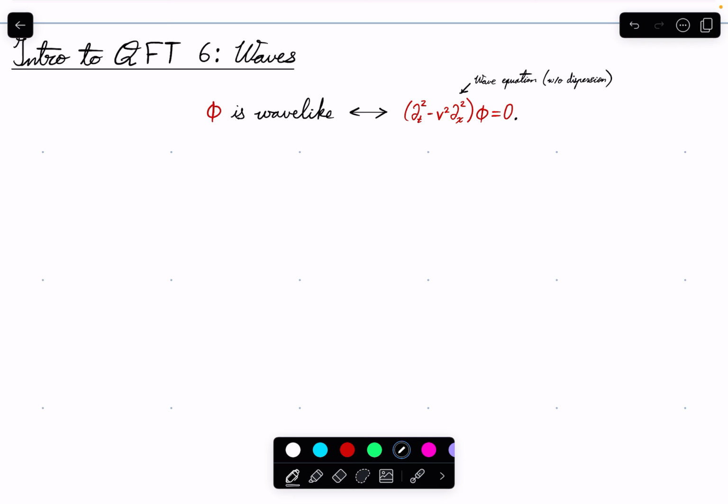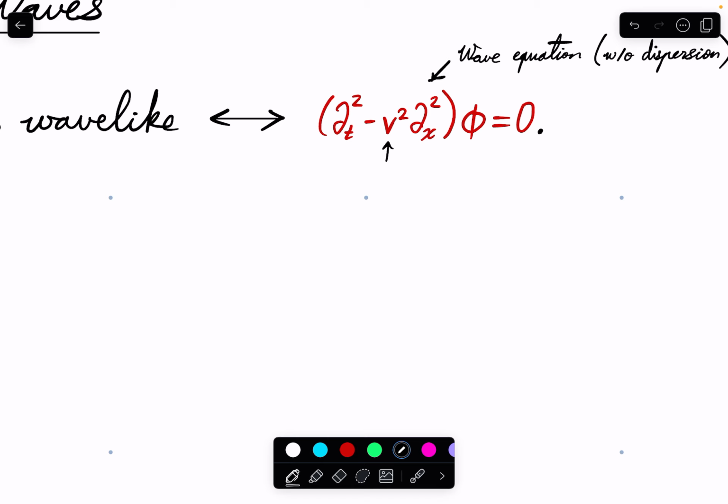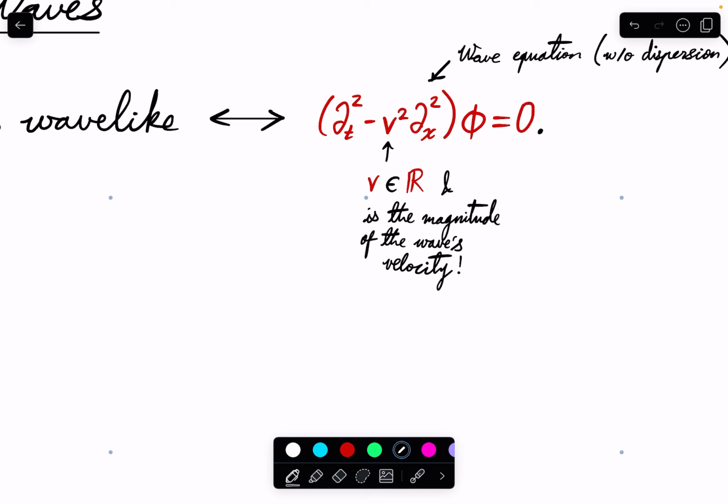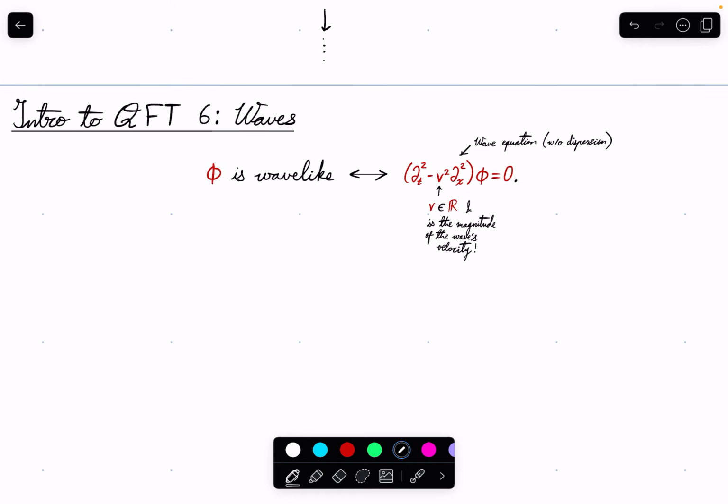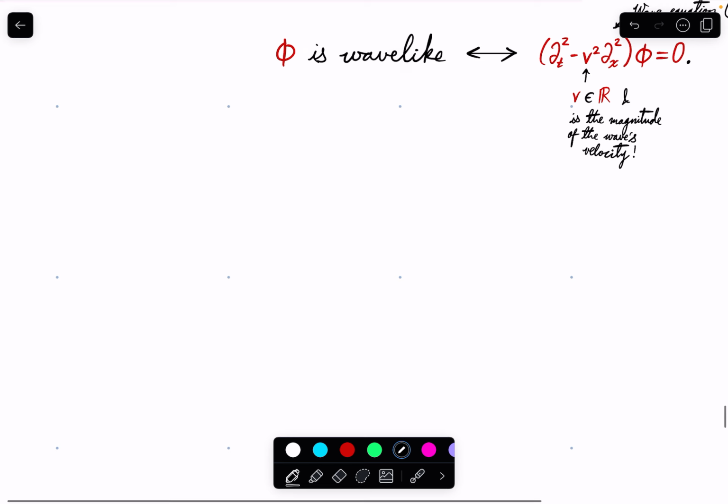Note that this v right here is an element of R and is the magnitude of the wave's velocity. It ensures the derivative operator has the correct units.